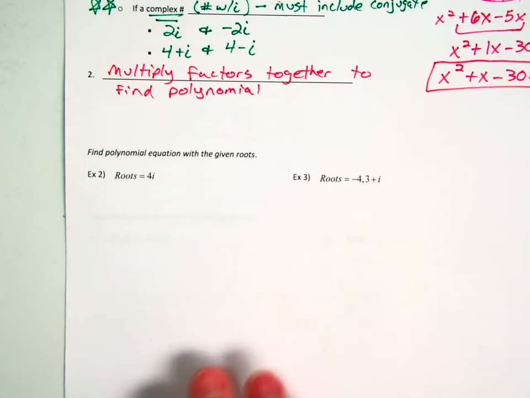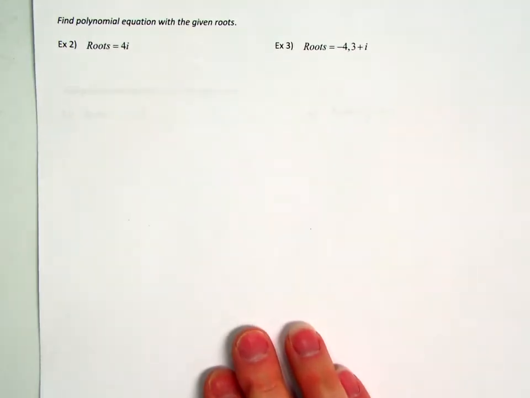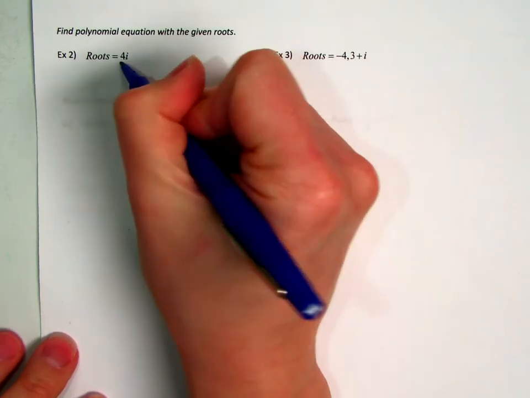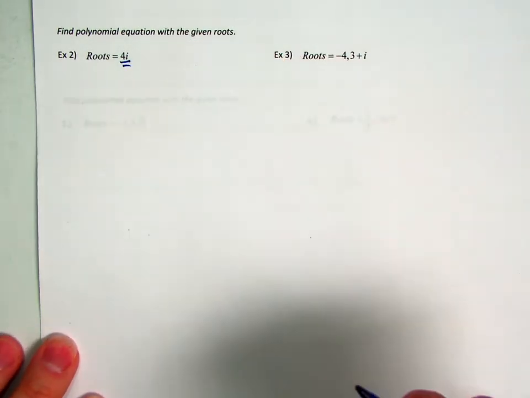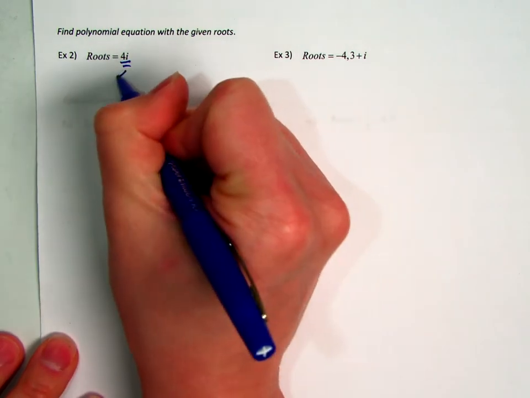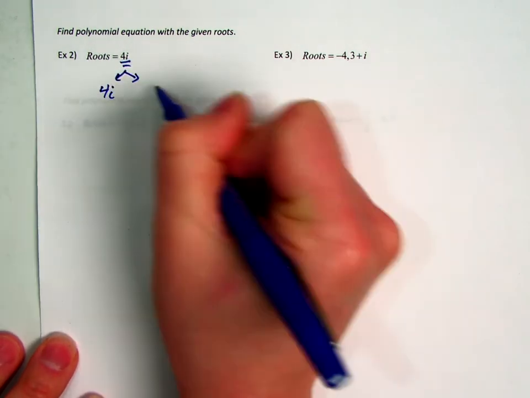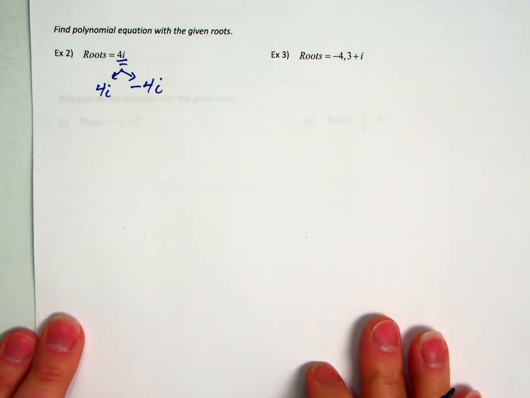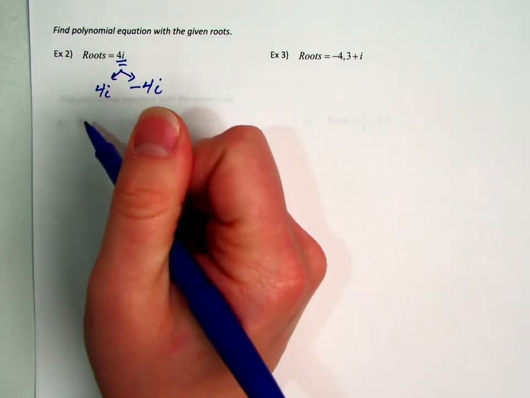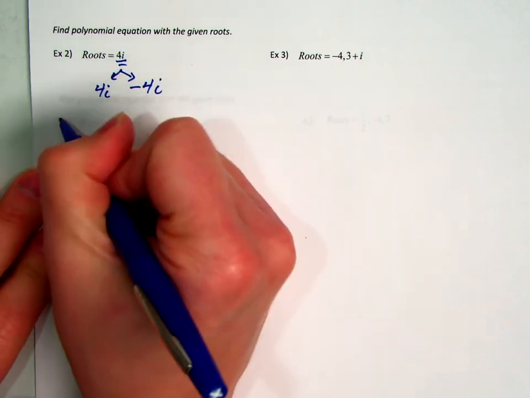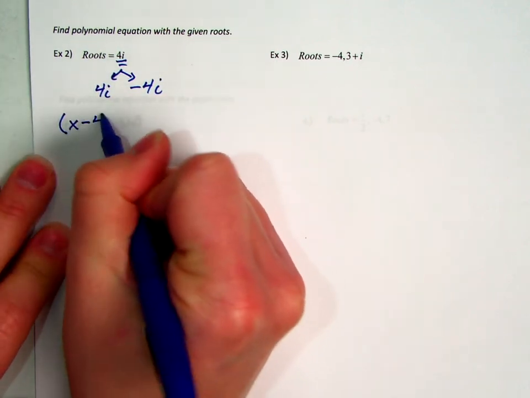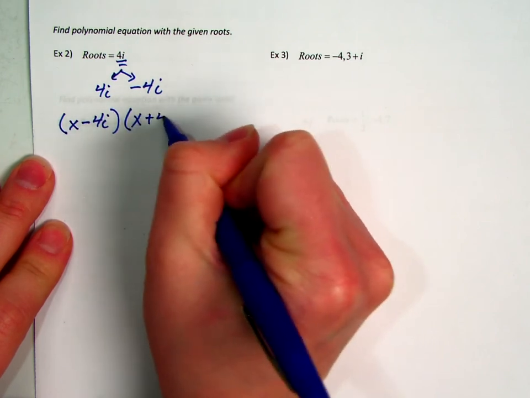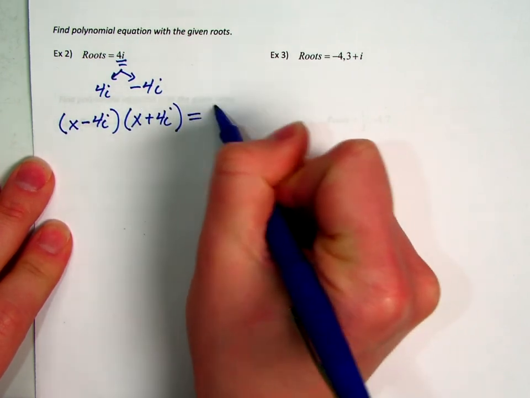Okay, let's do a couple more examples together. Let's look at example number 2. This one has that complex number in it, so you need to remember that 4i is not the only root. Our roots are actually 4i and negative 4i, because we need to take the conjugate into consideration. When I write my roots as factors, it would be x minus 4i to get my positive, and since this is negative, we would say x plus 4i, equals 0.